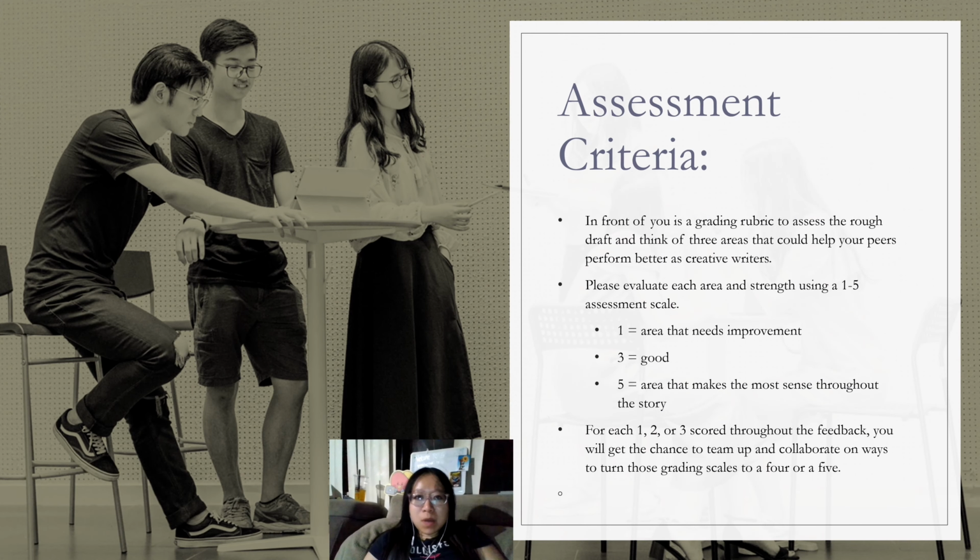In front of you, you will find a grading rubric to assess the rough draft and think of 3 areas that could help your peers perform better as creative writers. Please evaluate each area and strength using a 1 to 5 assessment scale, 1 being areas that need improvement, 3 is good, and 5 are areas that make the most sense throughout the story. For each 1, 2, or 3 scored throughout the feedback, you will get the chance to team up and collaborate on ways to turn those grading scales to a 4 or a 5.